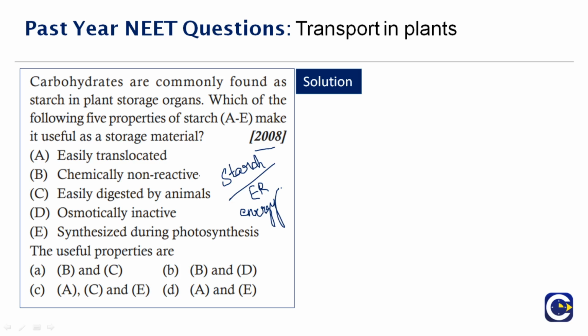Okay, chemically they don't interfere with any reaction. Now if I talk about even the endoplasmic reticulum, where you have glycolipids and glycoproteins, carbohydrates, though they are present in minimal amount, they do not chemically affect the cell. They only serve as an energy source. So B, chemically non-reactive, and C, easily digested by animals.